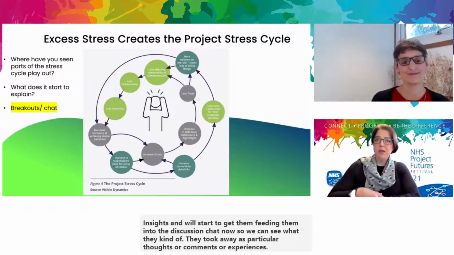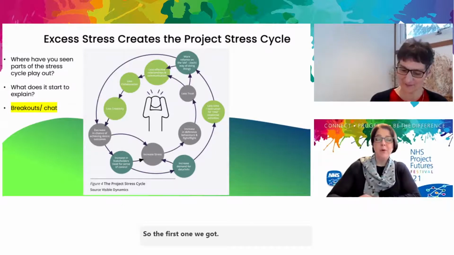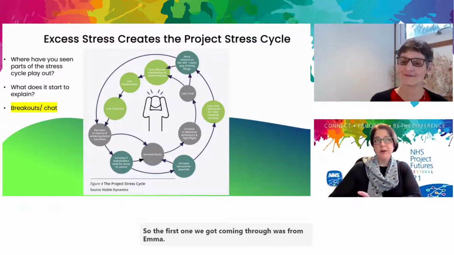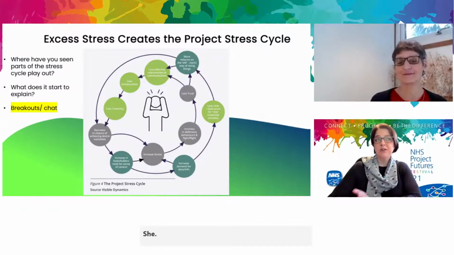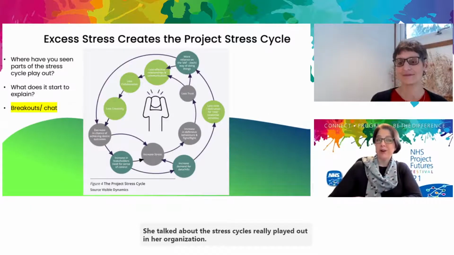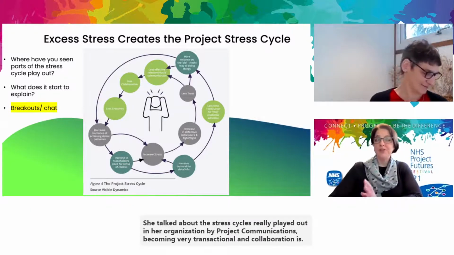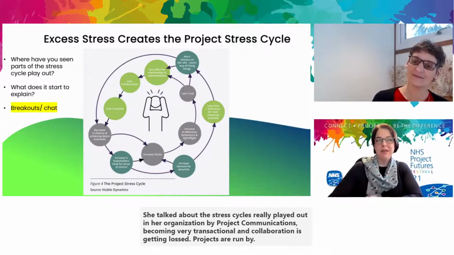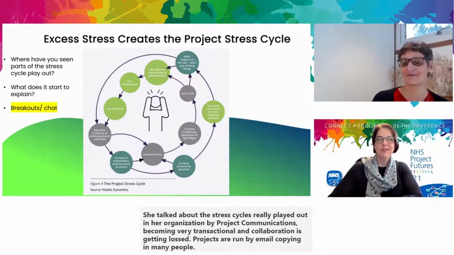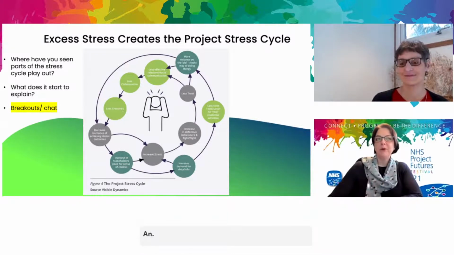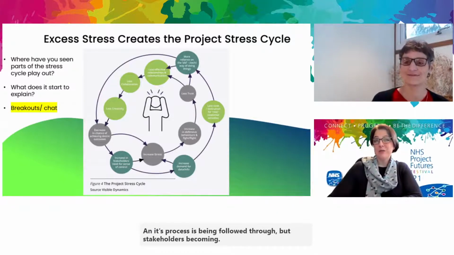So the first one we got coming through was from Emma, and she talked about how the stress cycles really played out in her organisation by project communications becoming very transactional, and collaboration getting lost. Projects are run by email, copying in many people to ensure that they're showing they're accountable, and that processes are being followed through, but stakeholders become unengaged, and the success of the project is decreasing.